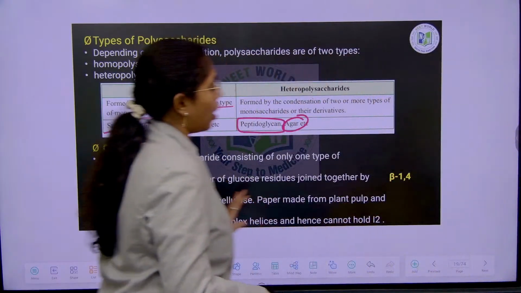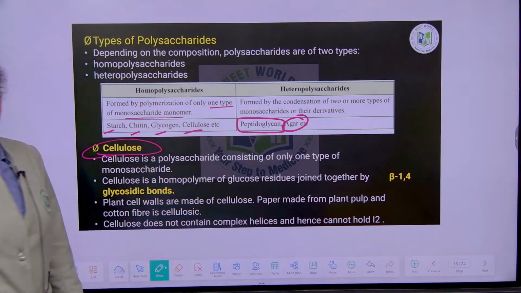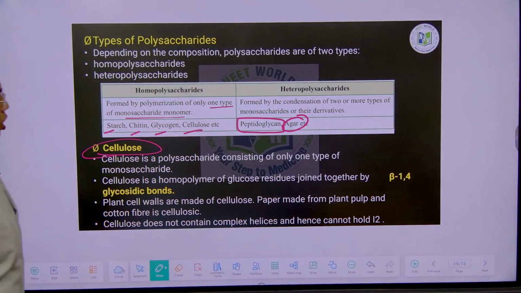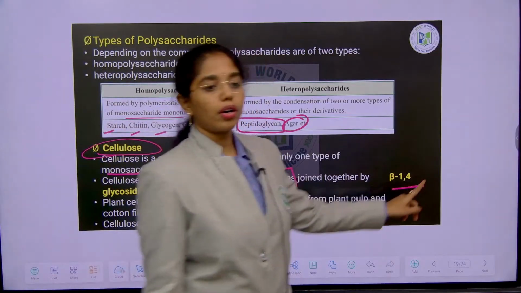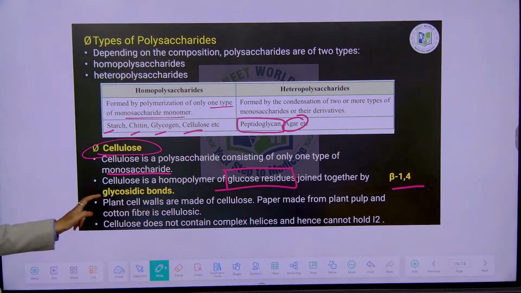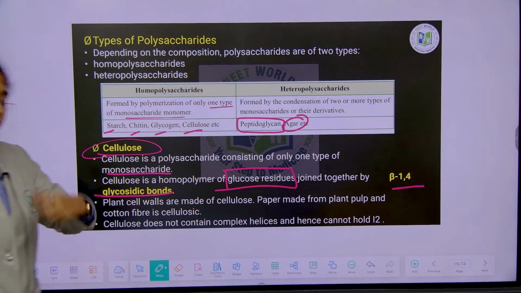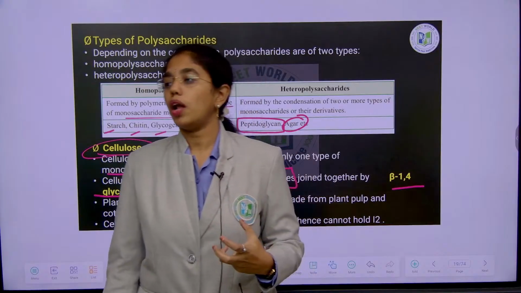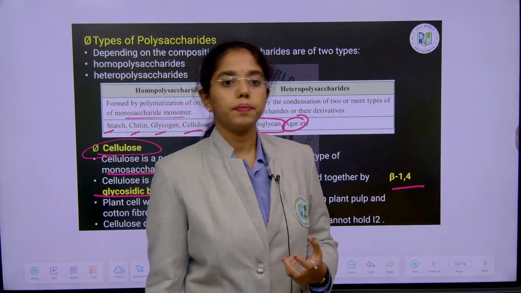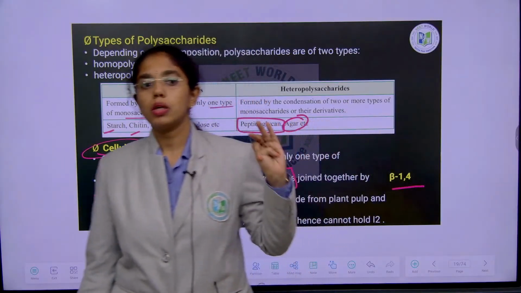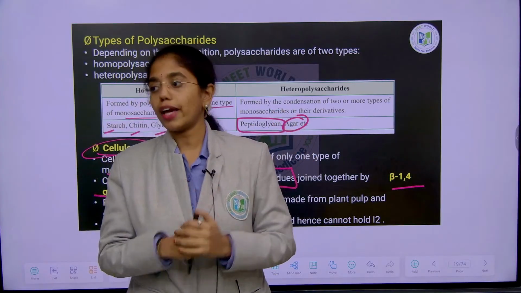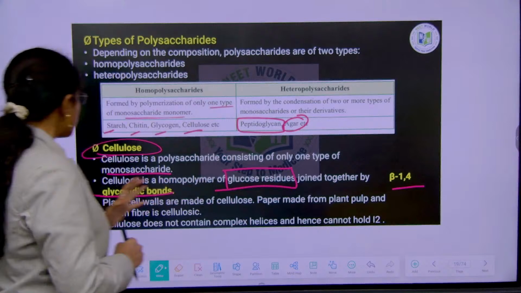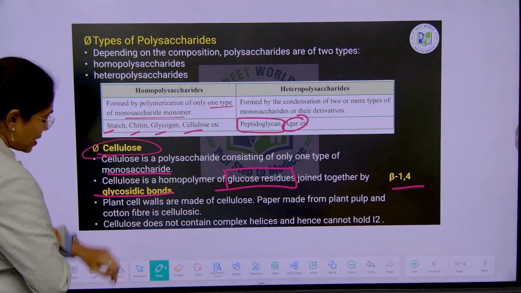So, now first we will see cellulose. Cellulose is a polysaccharide consisting of only one type of monosaccharide, that is what? Glucose residues only, which are joined by what? Beta 1,4-glycosidic bonds, right. They are joined by beta 1,4-glycosidic bonds. And if you remember, the plant cell wall is composed of what? Cellulose, hemicellulose, pectins and proteins, remembered. So, most of it is composed of cellulose microfibrils, cellulosic fibrils. So, plant cell walls are made up of cellulose.